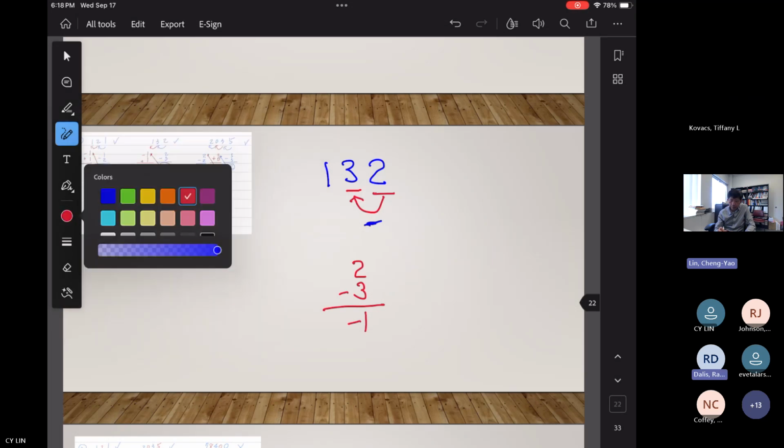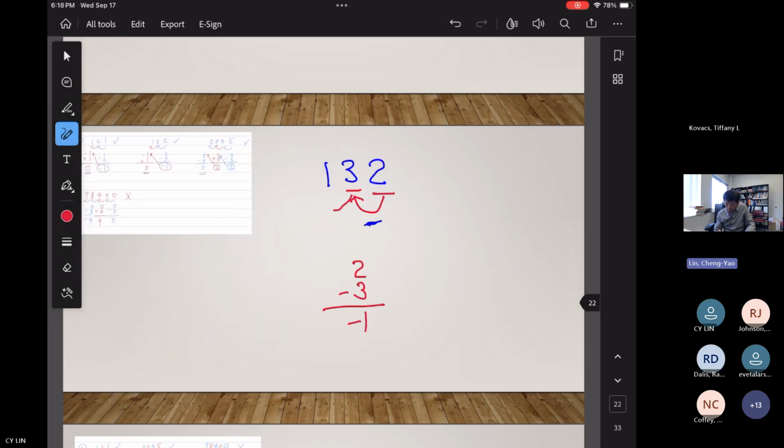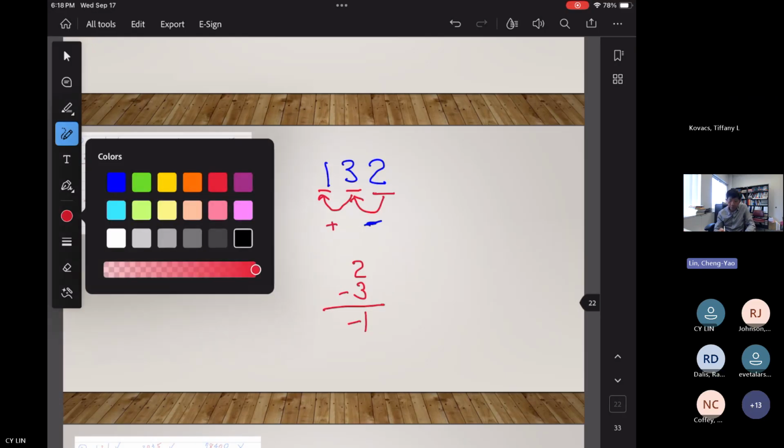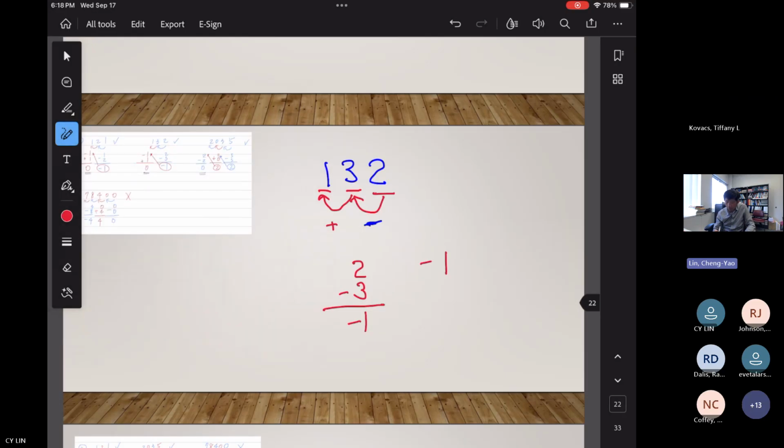And next, the next digit is not subtract, it is addition, okay? So therefore, negative 1 plus 1, so I got a 0. Is 0 divisible by 11, yes or no? Yes. So therefore, 132 is divisible by 11. Can you try another one?